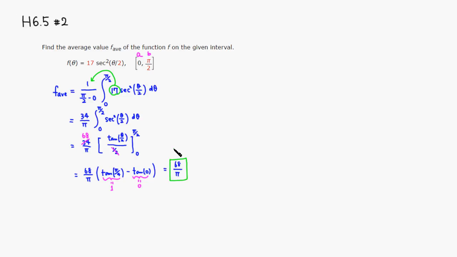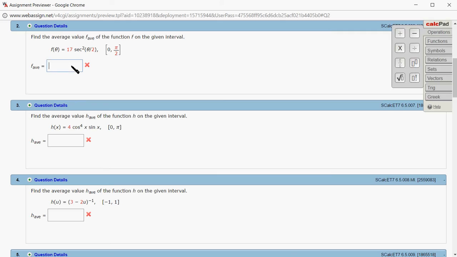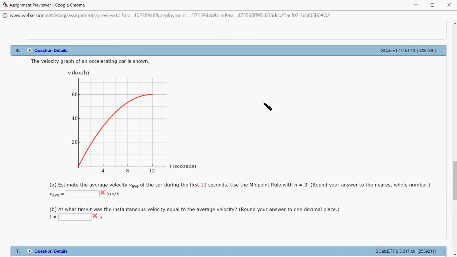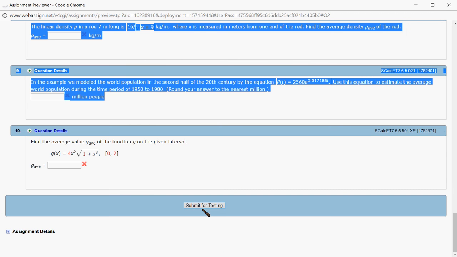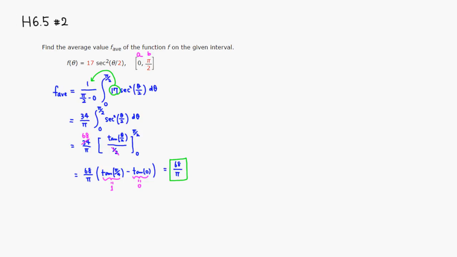So let's type it in to double check. So we found 68 over pi. Let's submit for testing. All right, it came back, and looks like we got this one correctly. All right, that's it. I hope that this was clear.